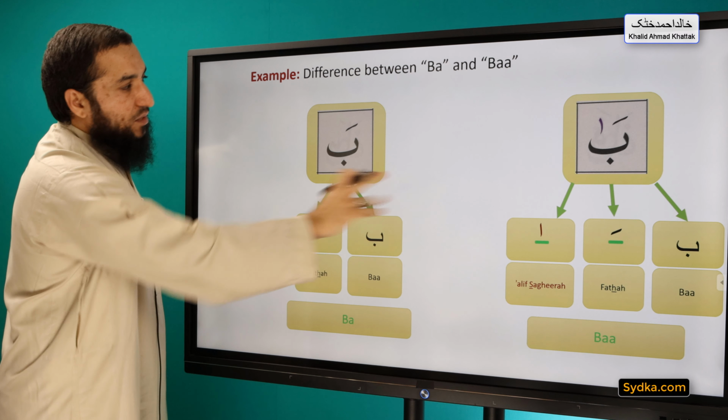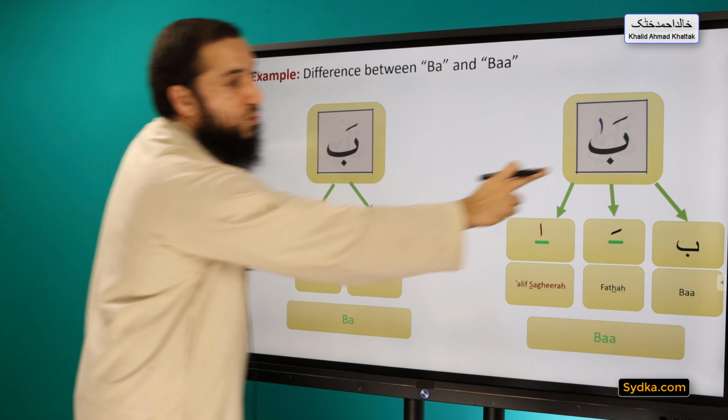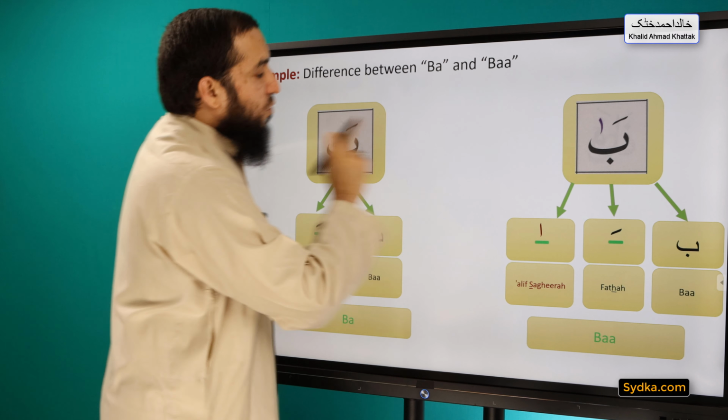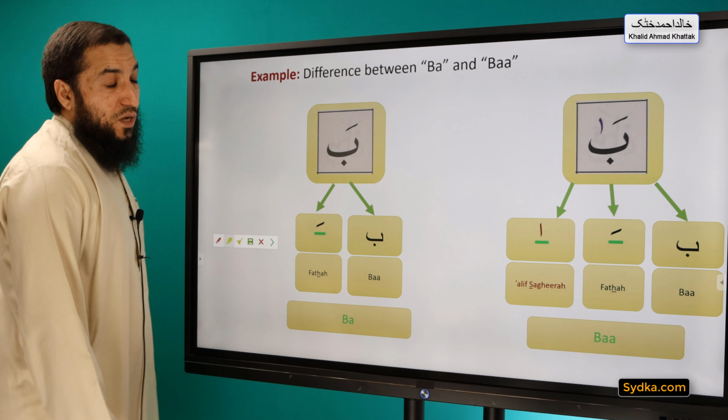So there is a difference. When you see this one, we have to pronounce it as ba, and this one is ba. This is one count prolongation. This is two counts prolongation.